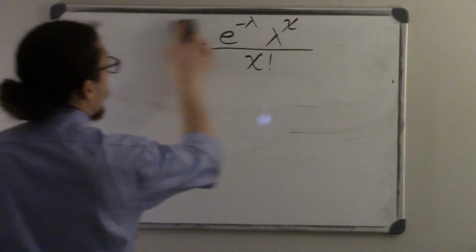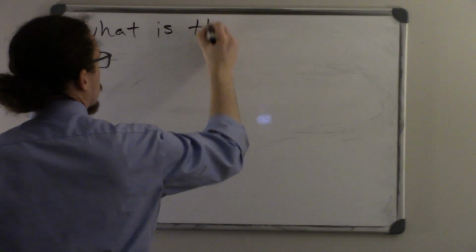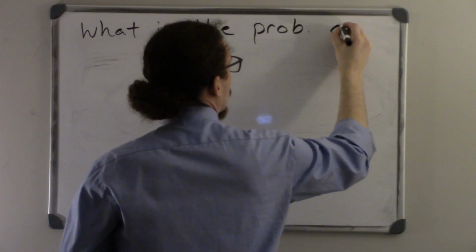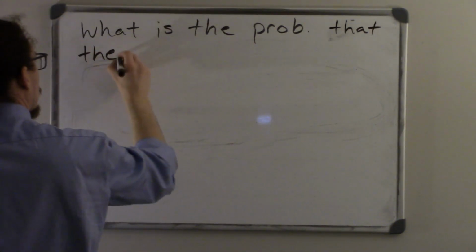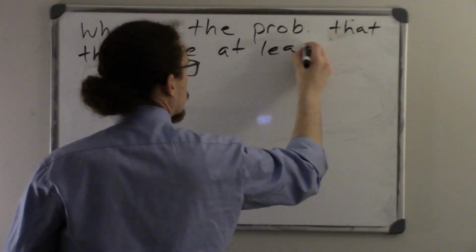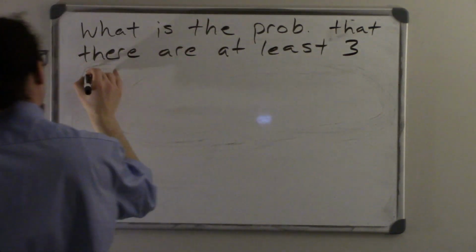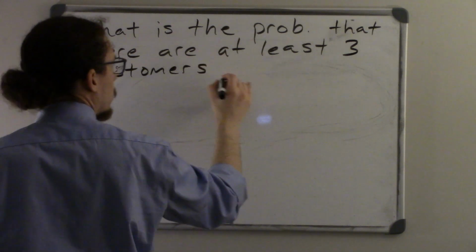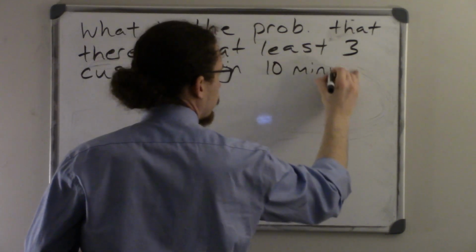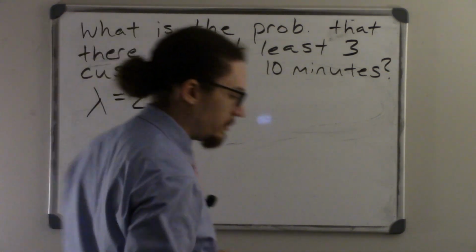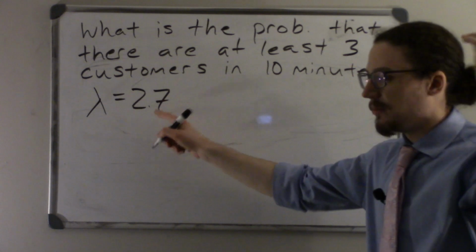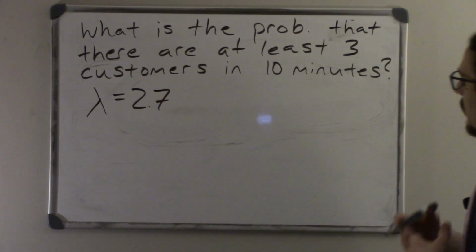All right, let's do a slightly harder one now. Let's say this time, what is the probability that there are at least 3 customers in 10 minutes? Once again, we're talking about a time span of 10 minutes, and so our lambda stays the same, it's still 2.7.